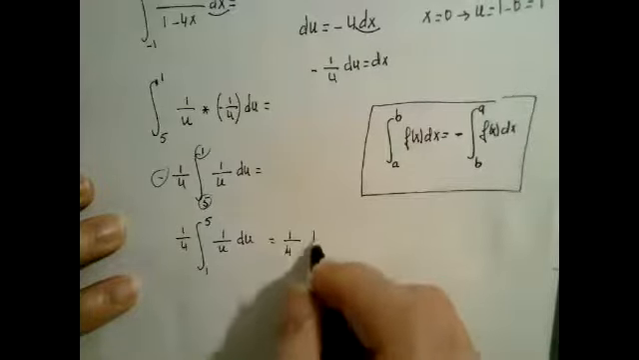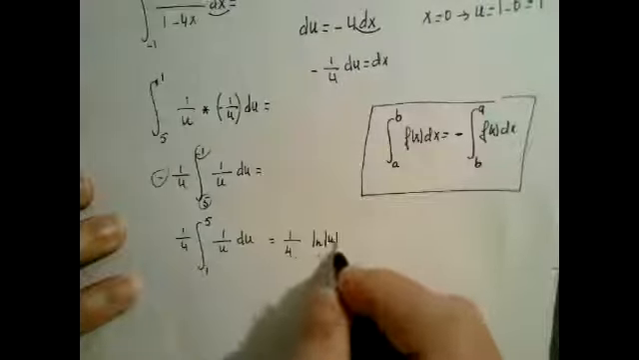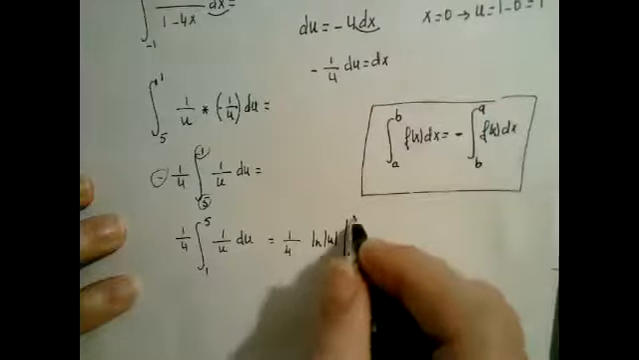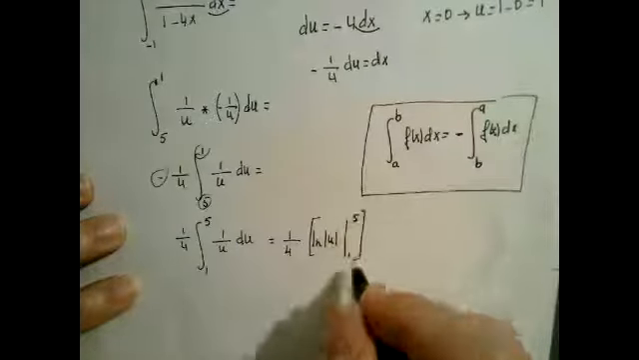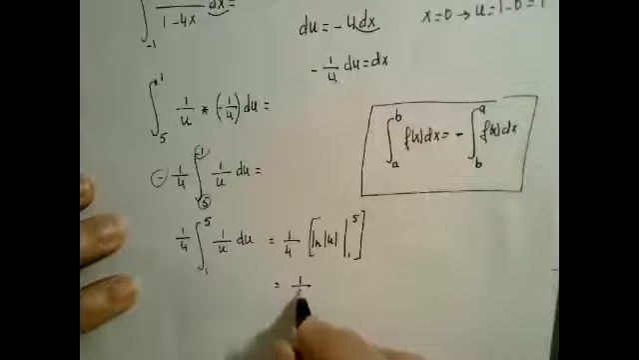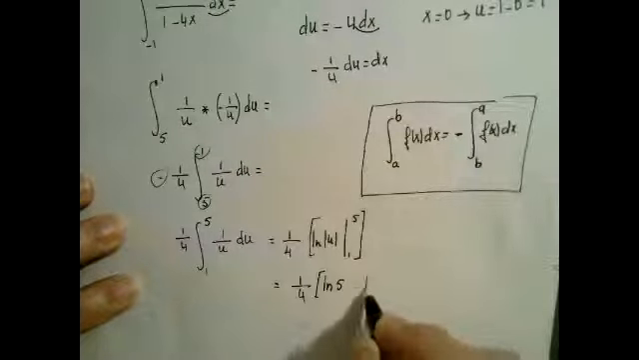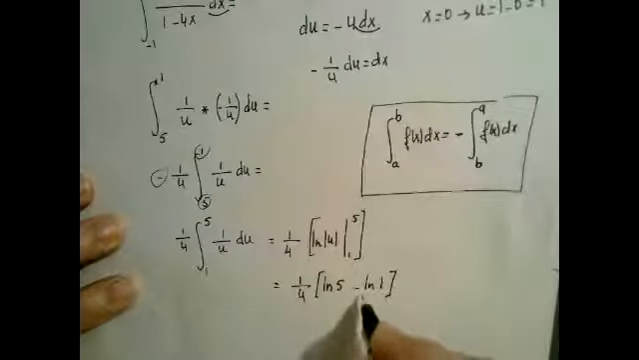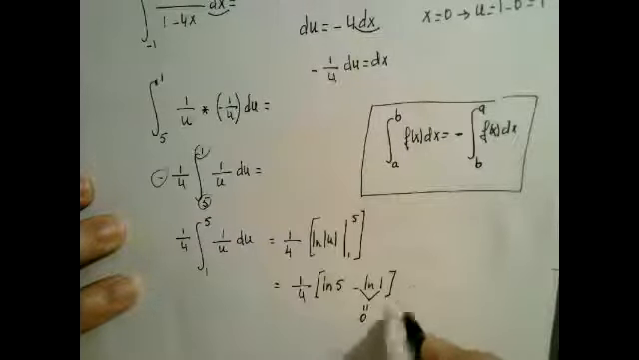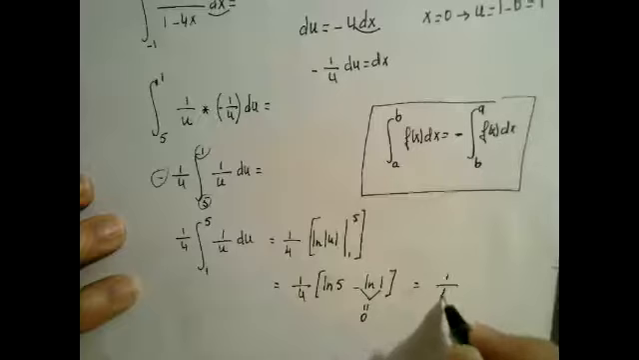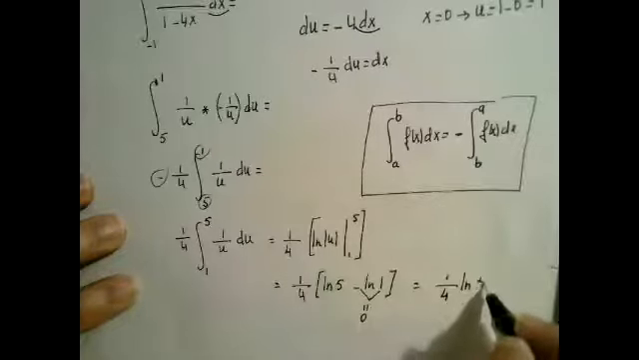So finally, it's 1 over 4 times the natural log of u between 1 and 5. It means 1 over 4 times ln of 5 minus the ln of 1. Now, ln of 1 is 0. So I'm left with 1 over 4 ln of 5.